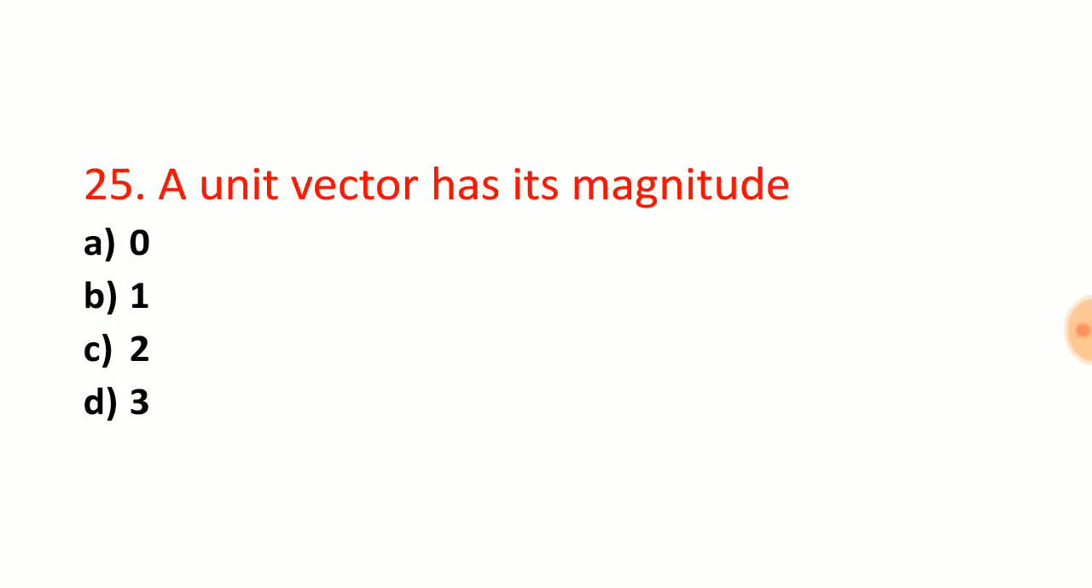Now let us see question number 25. A unit vector has its magnitude. Unit vector has a magnitude of 1. So option choice B is the correct answer for question number 25.